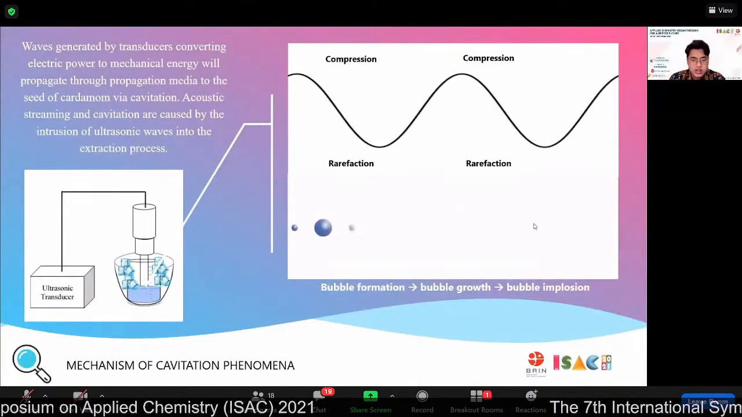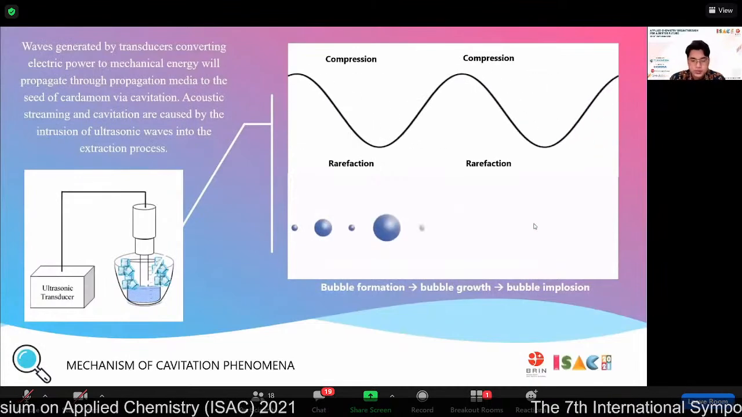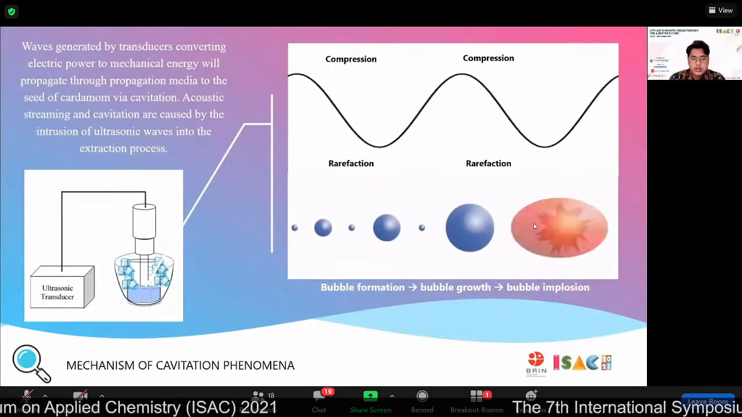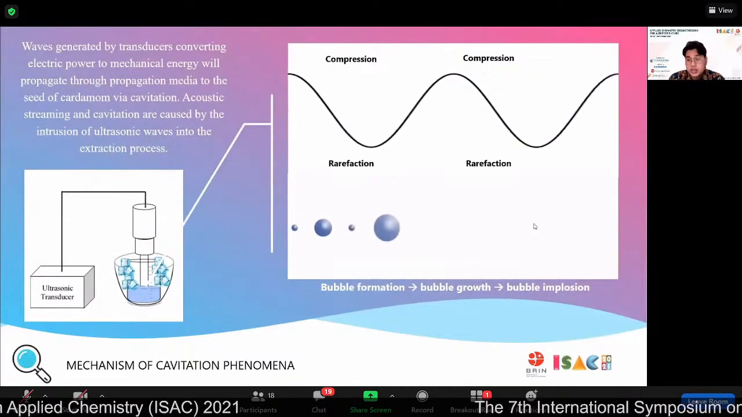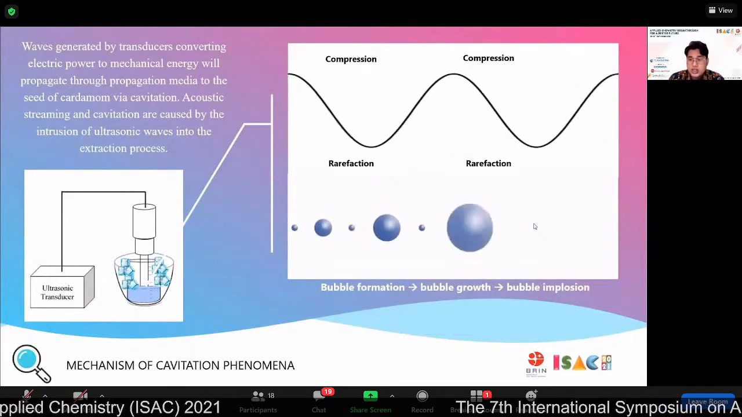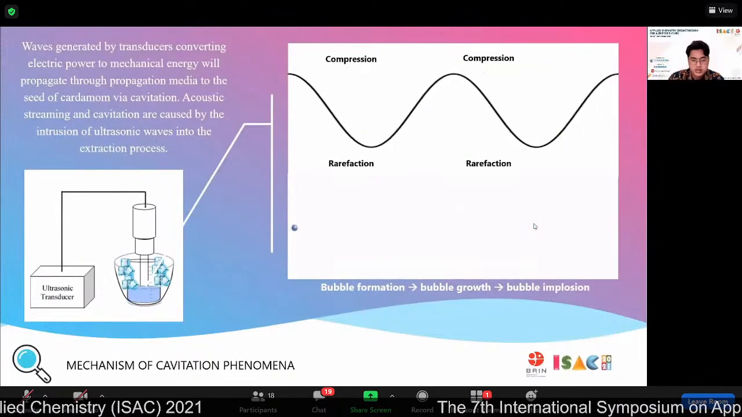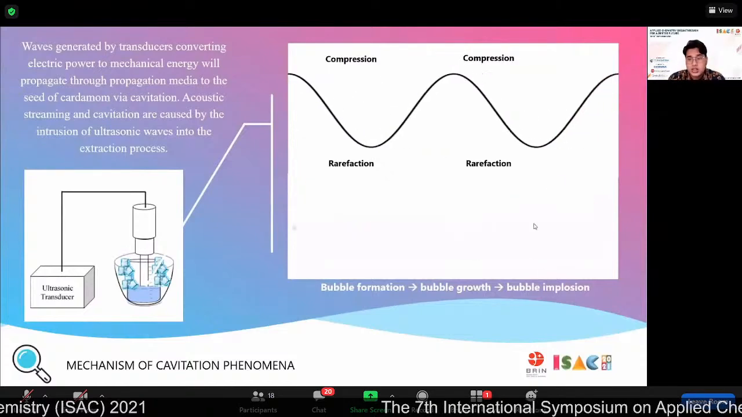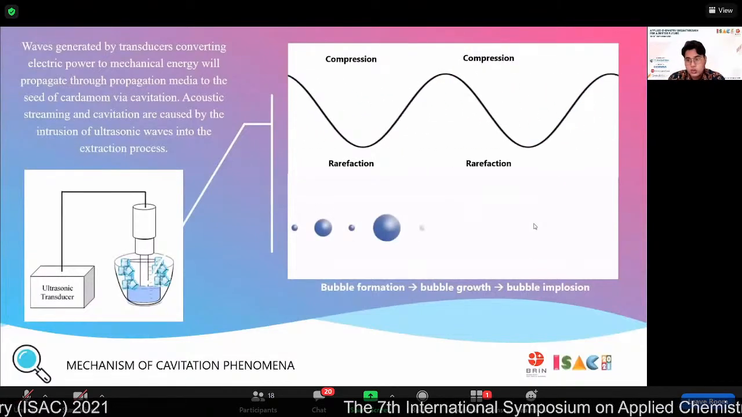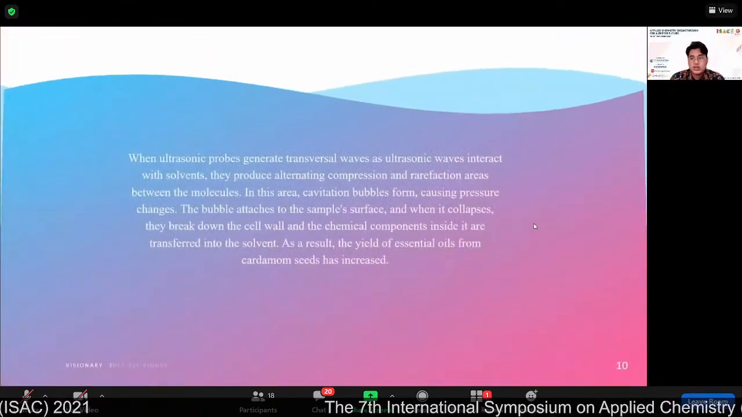The higher the ultrasonic amplitude passing through a medium, the more cavitation bubbles will disperse on the surface of the solid particle membranes, resulting in larger microfractures. And this can happen and cause the higher yield that we gain in this research.